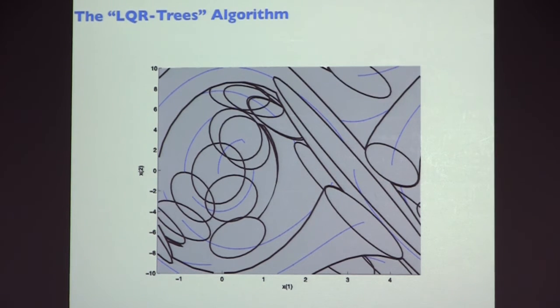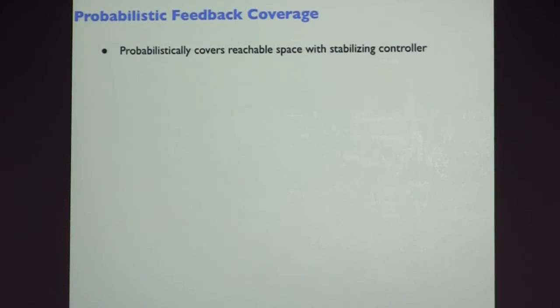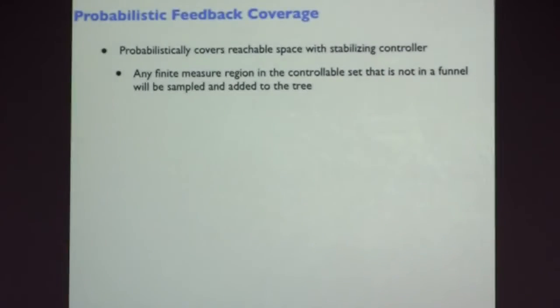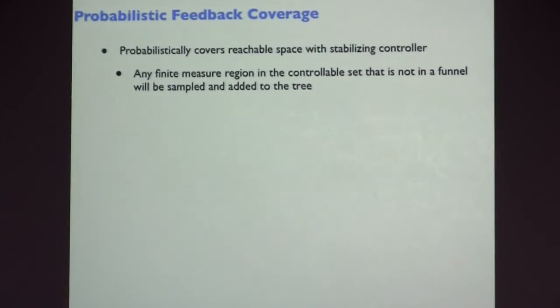And actually, the claims of filling the space are fairly strong. It gives probabilistic feedback coverage, is what we're calling it. So there's a set of initial conditions in the reachable, controllable space, where there is some solution that will take you from that initial condition to the goal. And we can claim that as time goes to infinity, that's the weakness, every initial condition that can get to the goal will get to the goal with this controller. Because any finite measure region in the controllable set that's not in somebody's funnel will eventually be sampled, even at random, and then eventually retrieved by trajectory optimization.